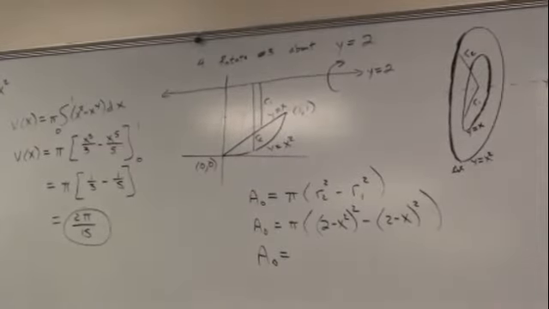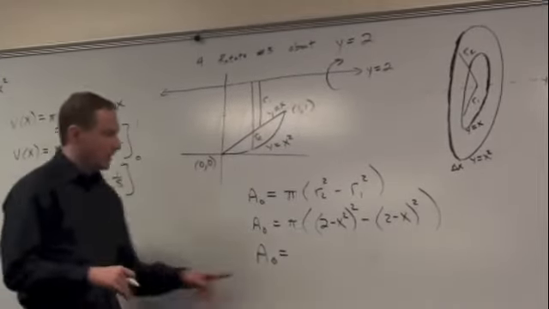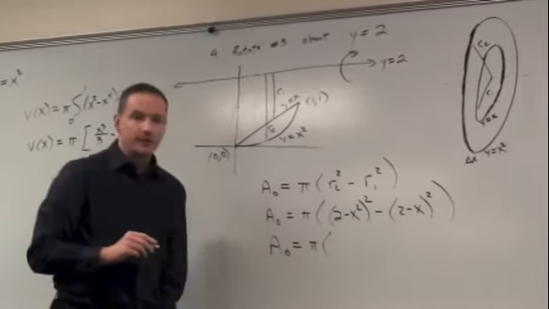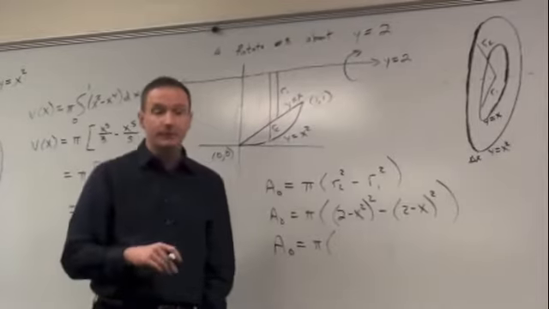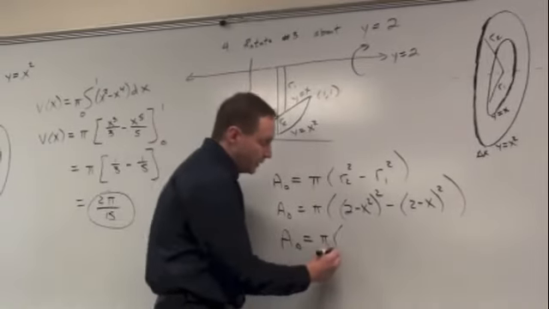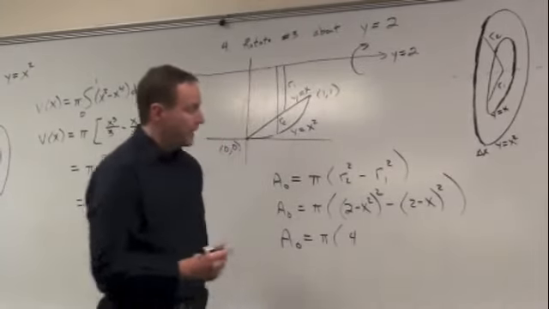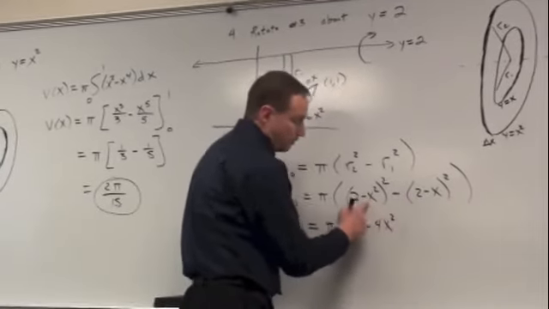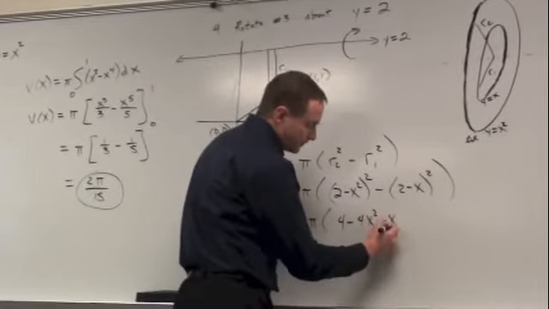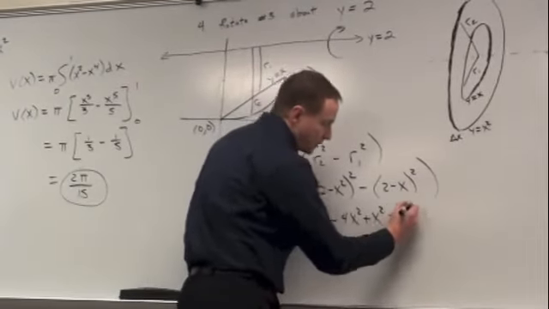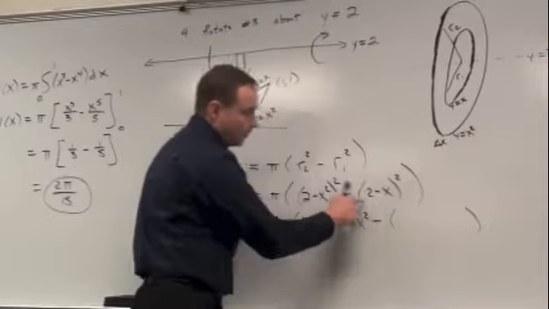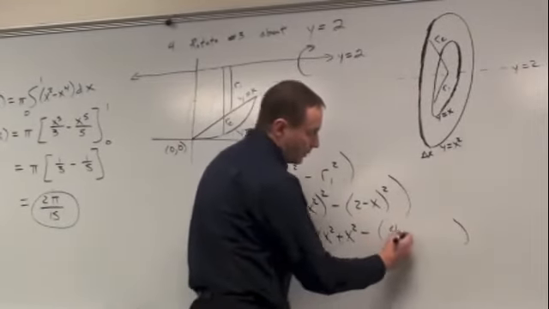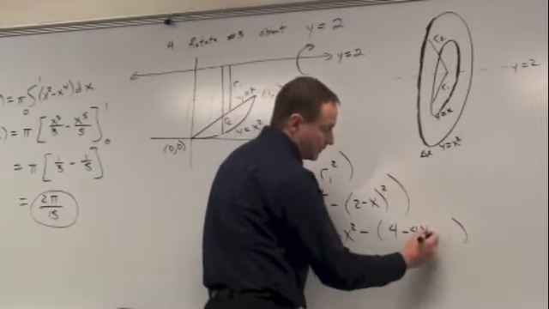Okay. So I can say this is pi times the group. If I square out this group, if you need to FOIL it, please do. It'll be equal to 4 minus 2x squared minus 2x squared minus 4x squared plus x to the 4th. From that, I'm subtracting the group. When I square this one out, I'll get 4 minus 4x plus x squared.